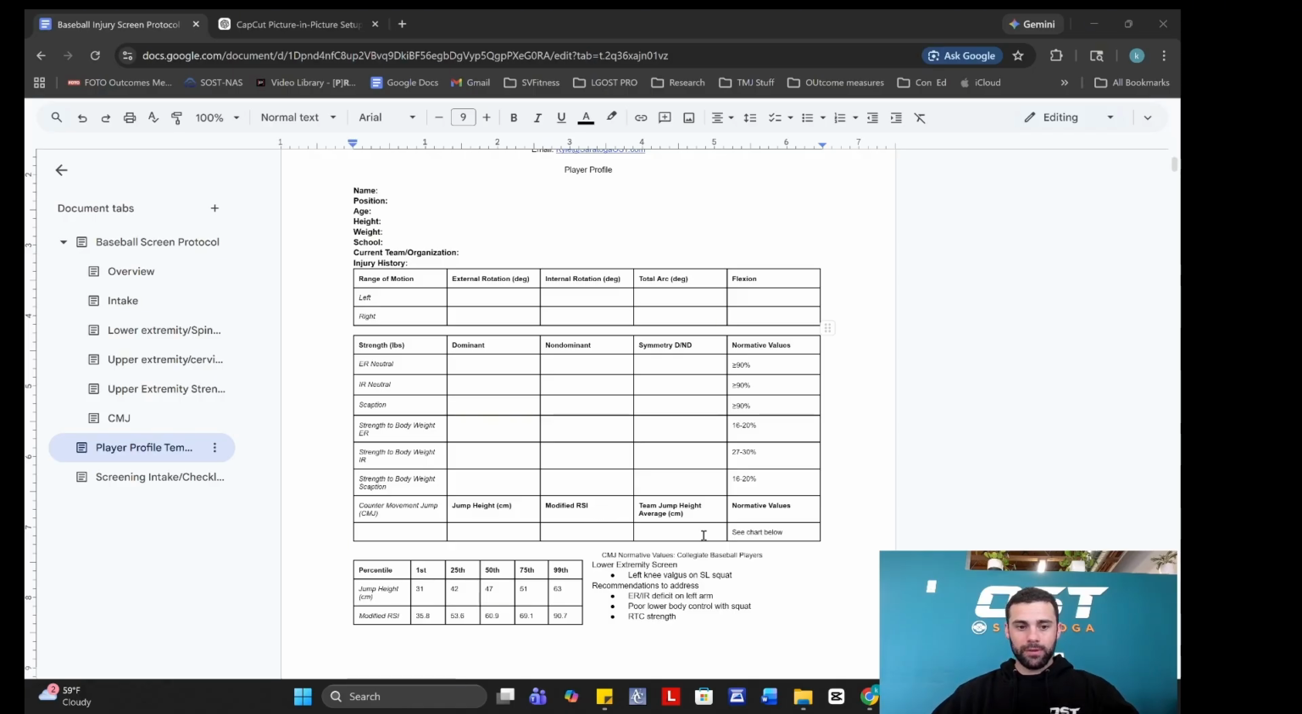When looking at the normative values of these 2 metrics, you can look at the box down here, going from the 99th to the 1st, the 99th percentile being the highest performers and the 1st being the lowest performer. So you can see how you match up against that. These normative values were taken from collegiate baseball players. And then over here on the bottom right, these are some of the recommendations and things that we saw with the screening, kind of a little bit of a summary here.